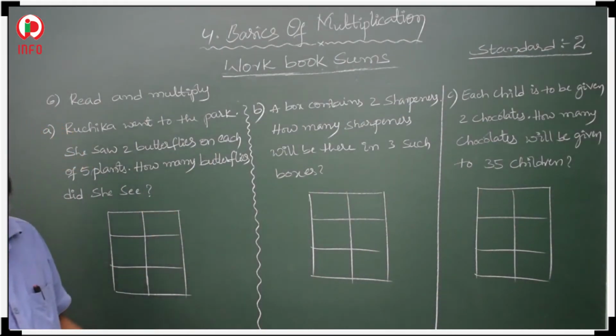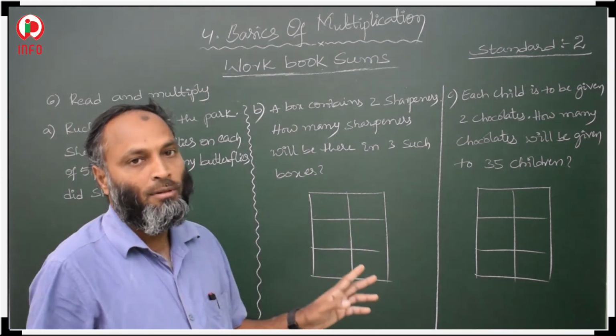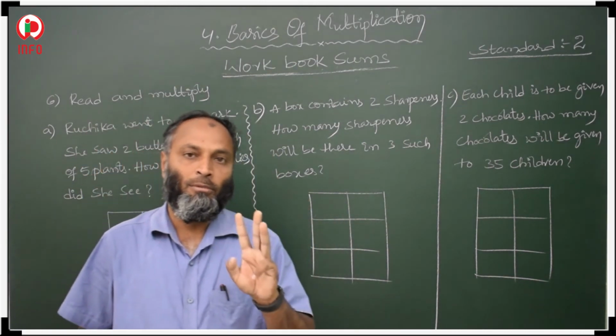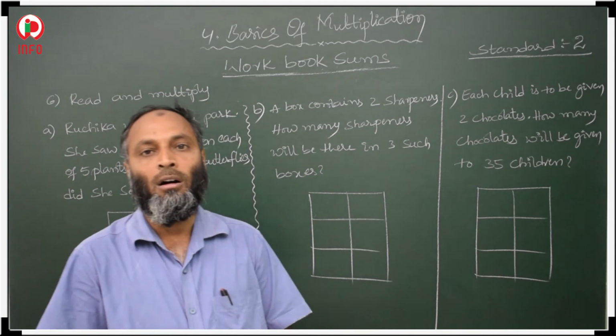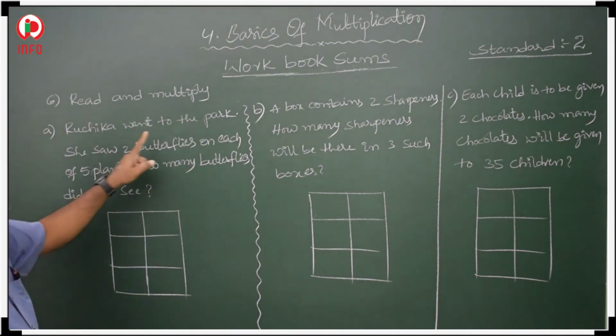Read and multiply. So here some word problems are given. Total 6 word problems are here. Out of these 6, 3 word problems I am going to show you. The remaining 3 word problems you have to do as your home assignment. Okay. Now here, Ruchika went to the park.